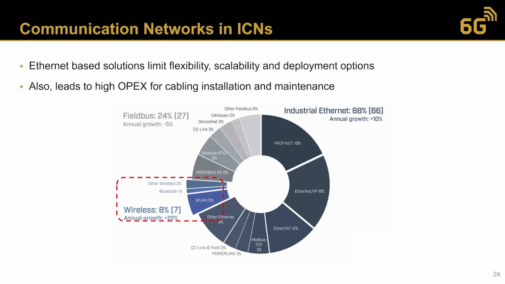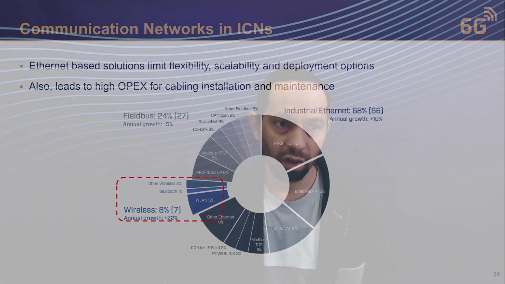So far we have seen what the different protocols of industrial communication networks are. We have said that first it was Fieldbus, then it moved to Ethernet, which can support isochronous real-time communication. That means very high reliability, low latency, deterministic communication. But so far, Ethernet-based solutions were wired solutions, and one of the main drawbacks is that they limit flexibility, scalability, and deployment options, because it's not very flexible to have wired connections. And also it incurs a high operational cost because of the cabling and maintenance needs.